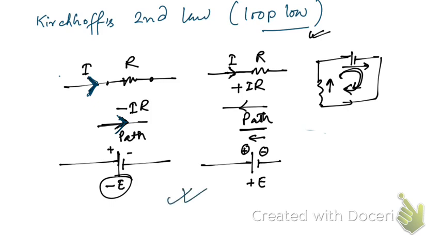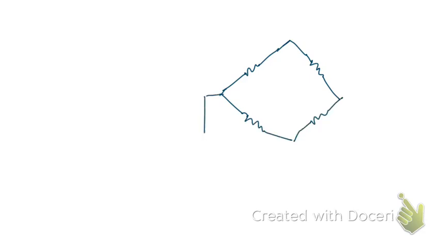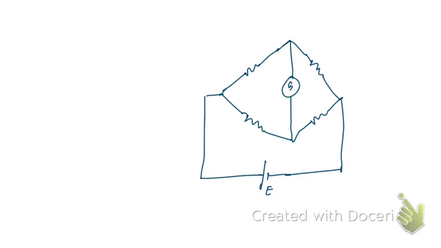Now let's discuss the Wheatstone bridge principle. What is a Wheatstone bridge? It consists of four resistors connected this way, with EMF E. There is one more branch, the galvanometer G. Let this resistor be P, this Q, this R, and this S.